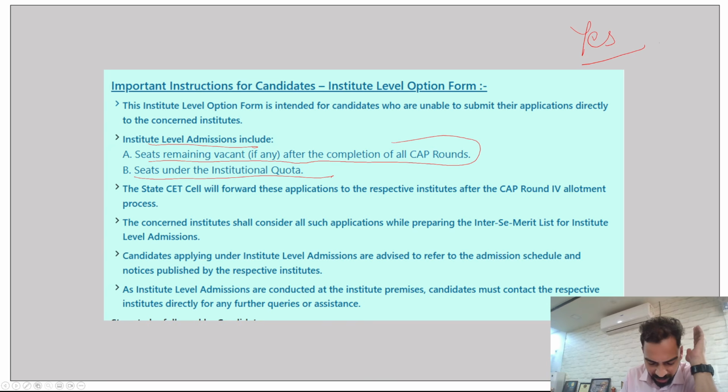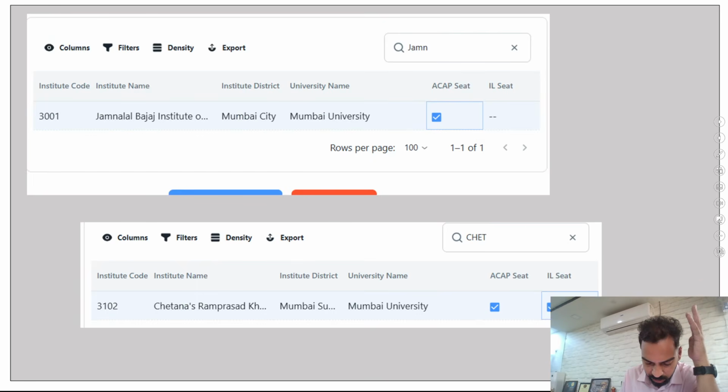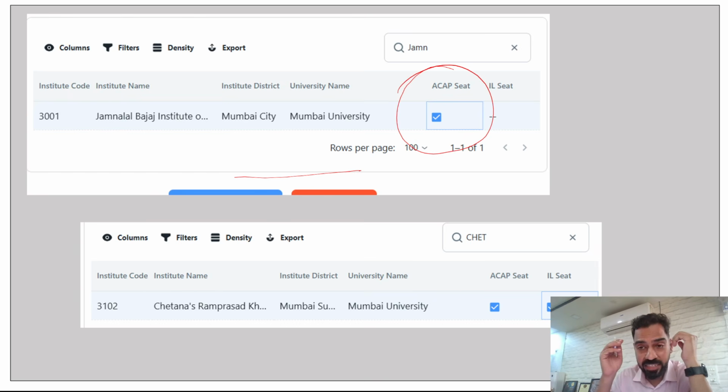ठीक है? यहाँ पे दोनों, बाकी सब कुछ आपको, you can read it out. Okay? Then you have to click on all this, all the categories, again सब कुछ. So, let's say for example, I have given you two options. जमनालाल बजाज की अगर हम बात करें, जमनालाल बजाज भी मैंने सिलेक्ट किया है, चेतना भी मैंने सिलेक्ट किया है. जमनालाल बजाज, if you could see, यहाँ पे सिर्फ एक ही ऑप्शन दिया है, against CAP, that is if the seats remain vacant, because JBIMS does not have any seats that are of the institutional level quota.